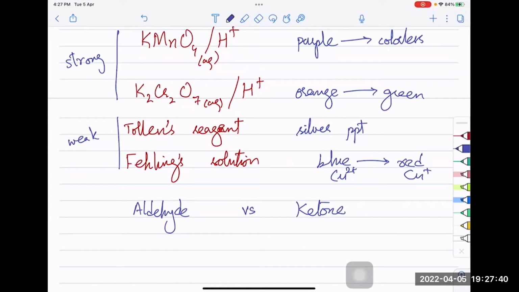Sir, because the strong one will oxidize it to a carboxylic acid. Oxidize what to a carboxylic acid? Aldehyde. Yeah. And that's what weak one will do as well. Mild oxidizing agent भी तो यही करेगा. It will oxidize it to carboxylic acid.